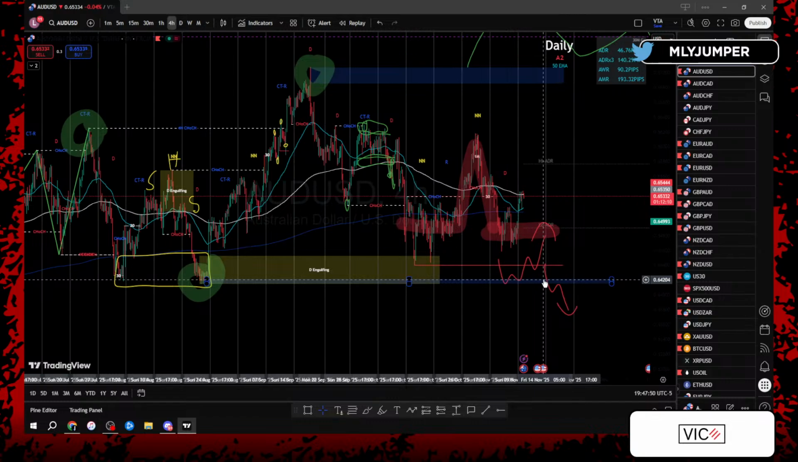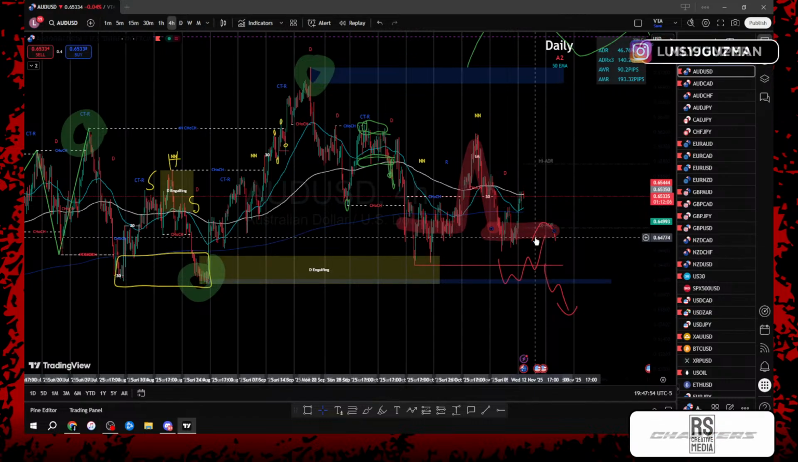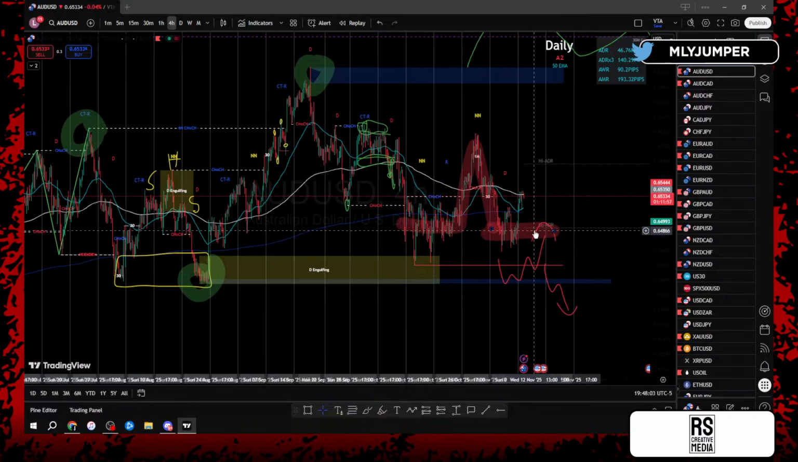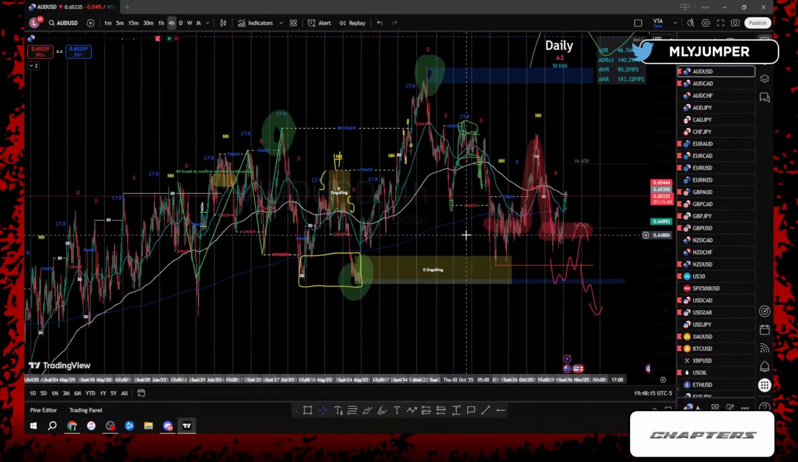Right? Now, understandably so, we also understand the market makers could do whatever they want. If the market makers want to take this price all the way to the bottom and just tank, it could do that. However, the biggest difference is understanding high probability versus low probability. Meaning, if you go back in time, you could do that on the charts.